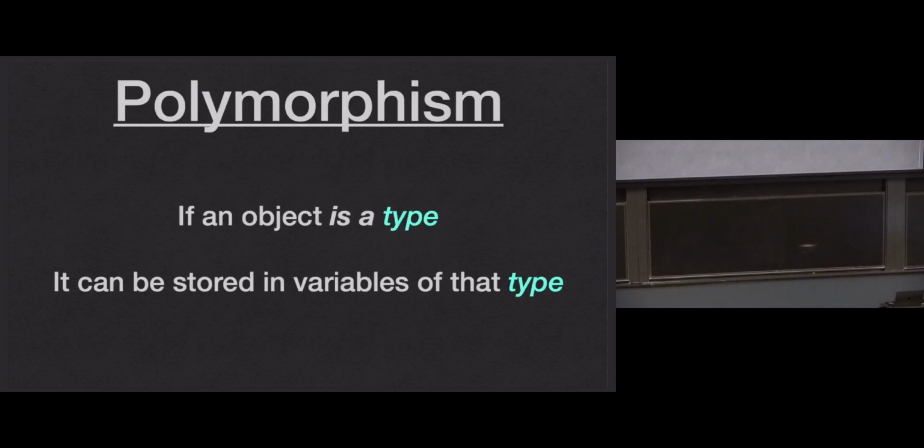Polymorphism: if an object is a type, it can be stored in variables of that type. It's where we cross the line from inheritance to polymorphism. So if I have an object of a certain type, and it is another type, I can store it in variables of that other type. That's what polymorphism is. That's it. The whole thing. We can just end this week right now and say, there you go. That's polymorphism.